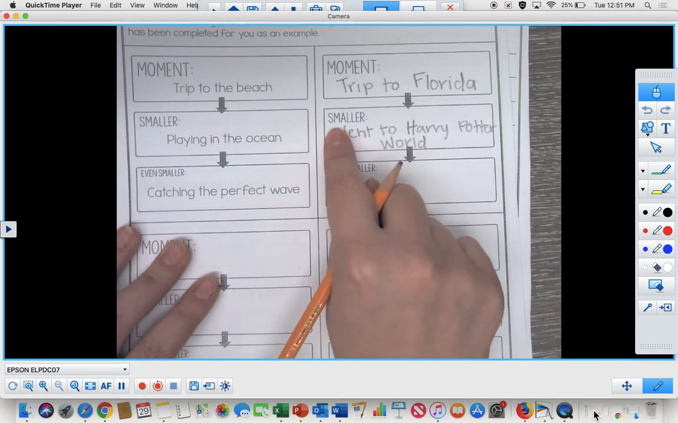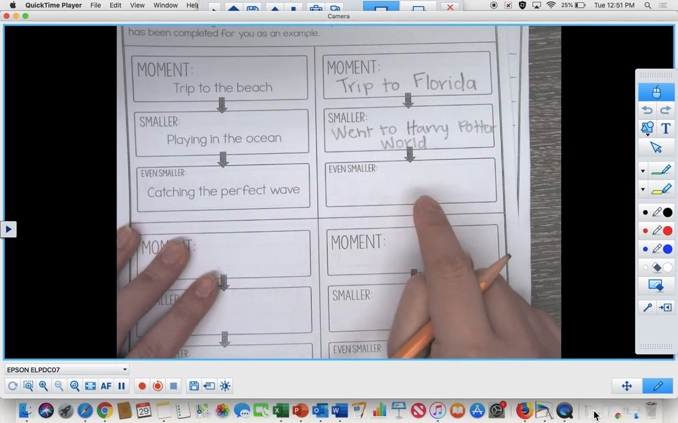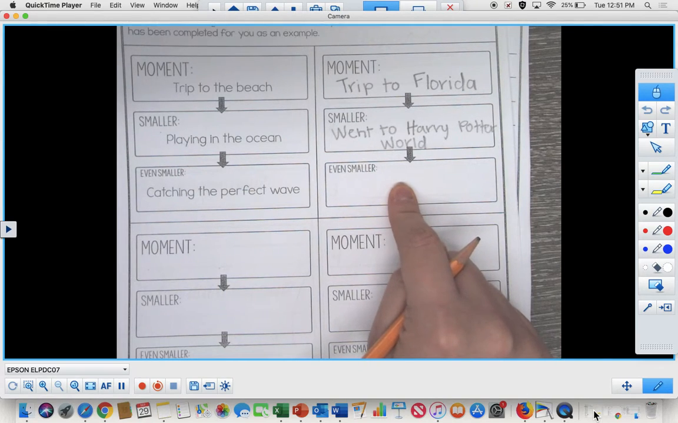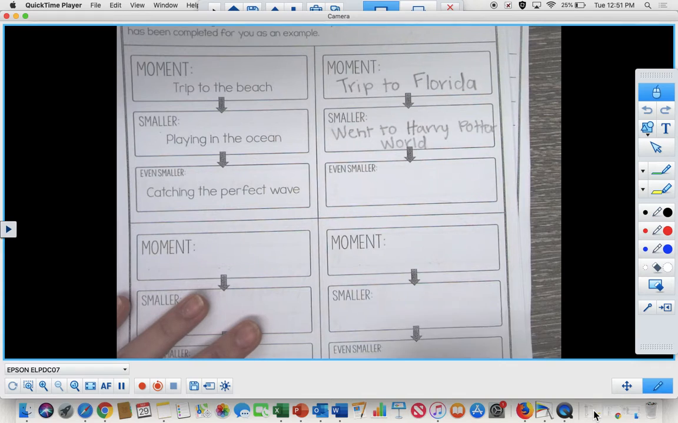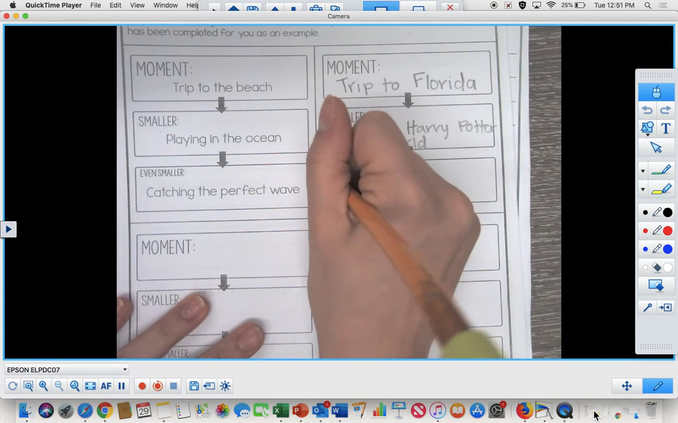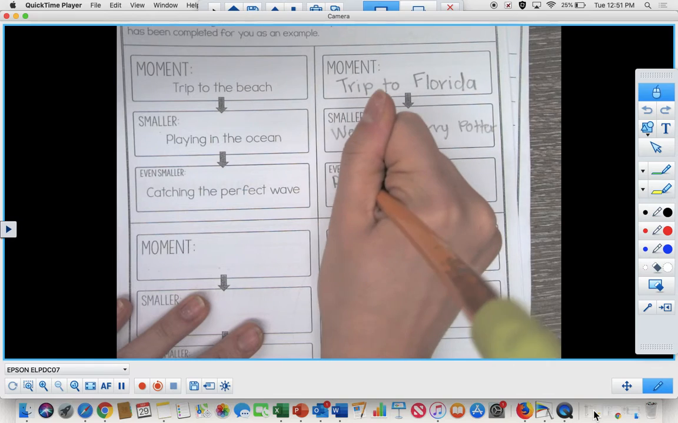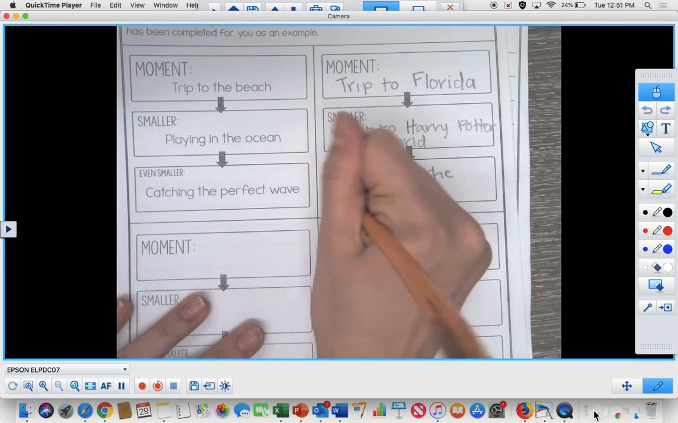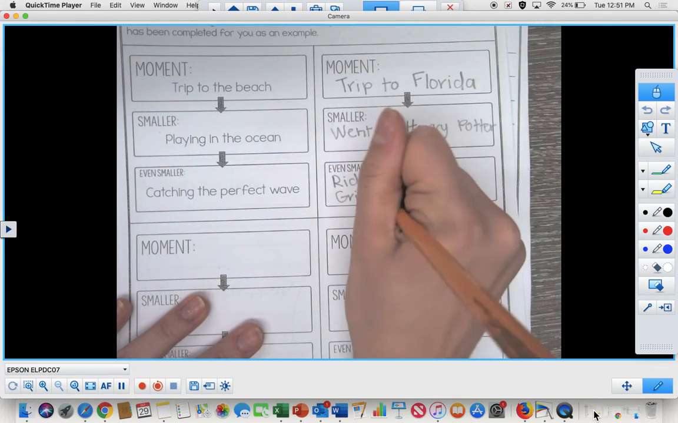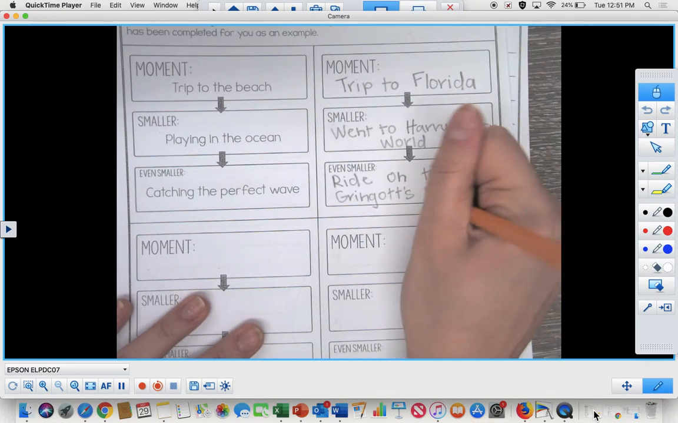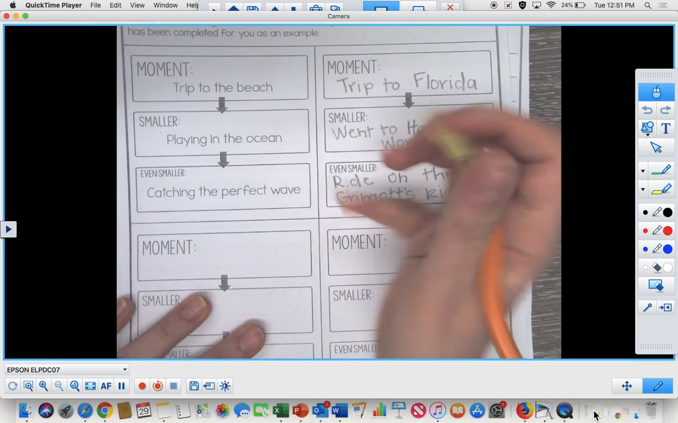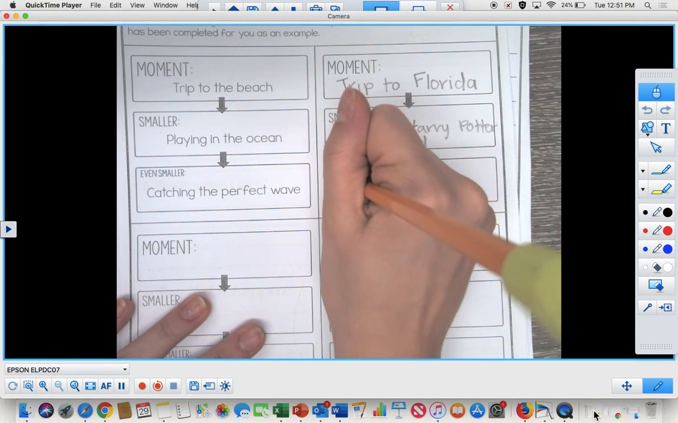So now I need to take this, went to Harry Potter World, and make it even smaller. For even smaller, I'm going to pick one of the specific rides that I like to go on, and that's going to be my smallest moment. That way I can use a lot of details when I'm describing it. So even smaller, I'm going to write ride on the Gringotts ride. I rode on the Gringotts ride, and that's what I'm going to write as my moment.